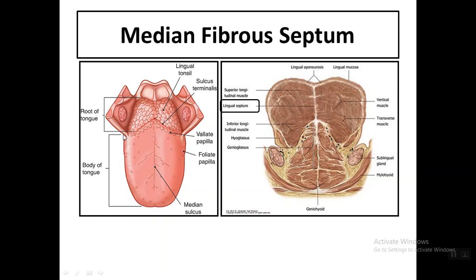The tongue can be divided into an anterior 2/3, which is called the body of the tongue, and a posterior 1/3, which is called the base or the root of the tongue. The tongue is divided by a V-shaped sulcus called the sulcus terminalis into the anterior 2/3 and the posterior 1/3. The anterior 2/3 contains villi, different types of villi, but the posterior 1/3 is devoid of these villi. Instead, it has a collection of lymphoid tissue called the lingual tonsils.